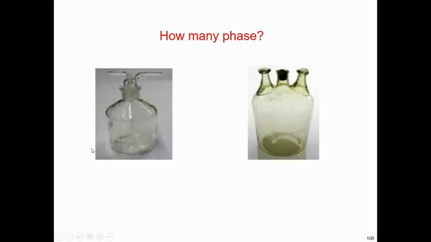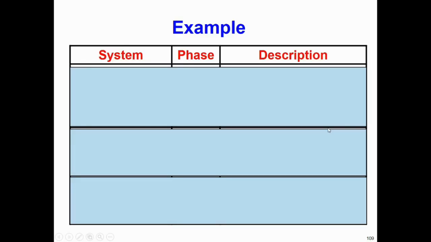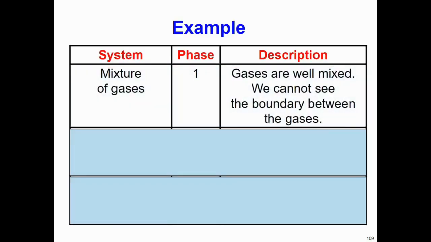Now let's look at this example. This is a one-phase system where we have a mixture of gas in this container. And this one here, we have one phase. Gases in the container are miscible with each other. Now let's look at another example. For a mixture of gas, there is only one phase because gases are well mixed and we cannot see the boundary between the gases.